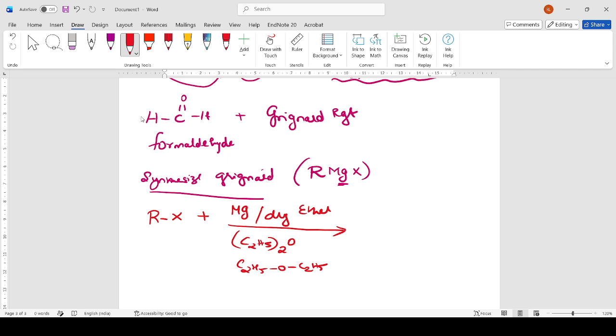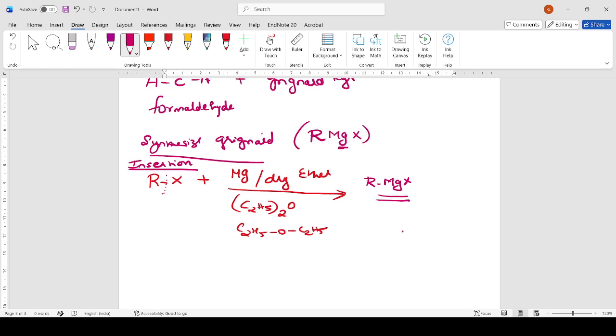The first reaction that's happening here is called an insertion reaction, where the magnesium gets added between the R and X, RMgX. Yes. Here we have synthesized the Grignard reagent.